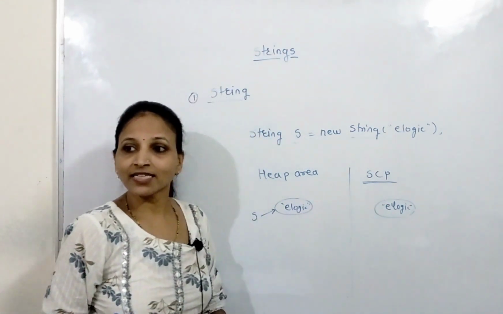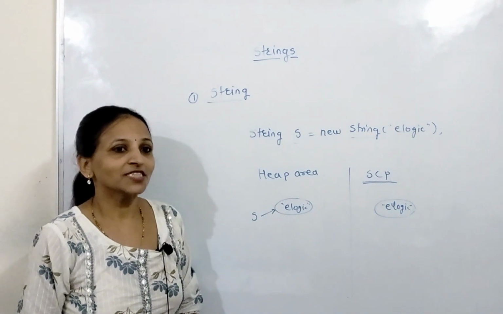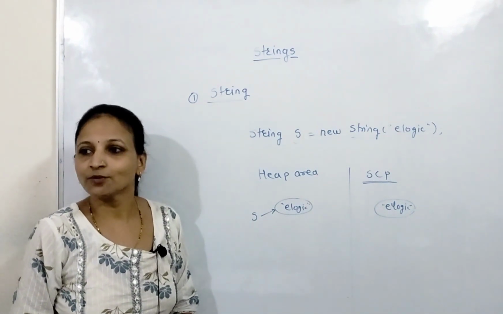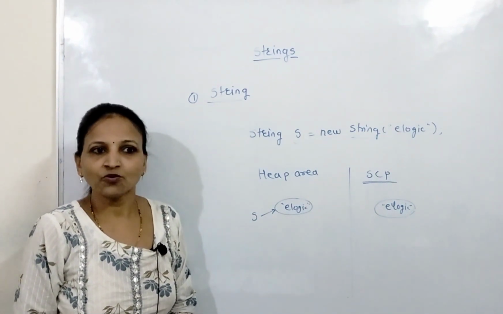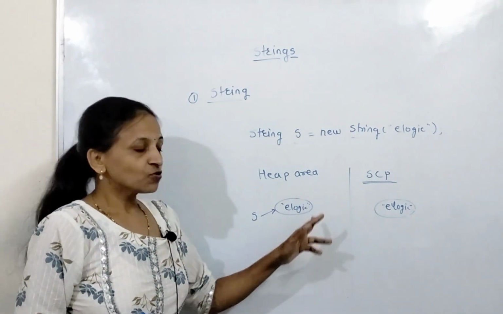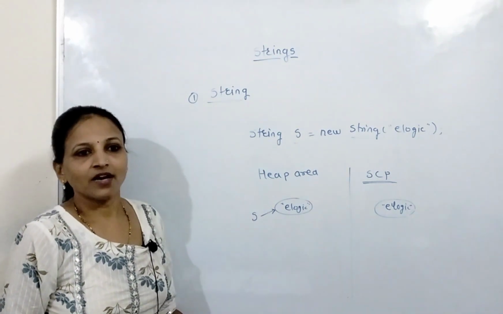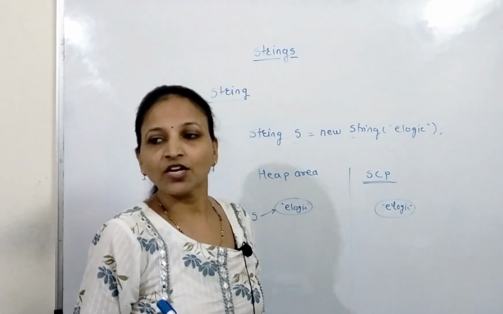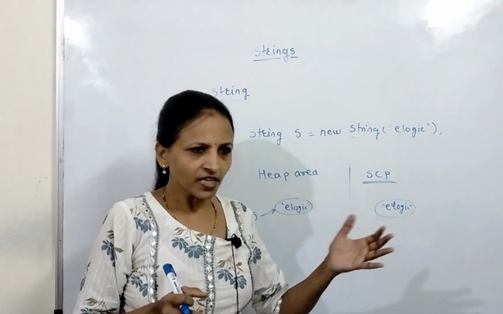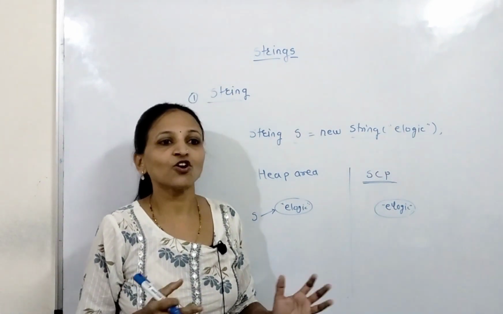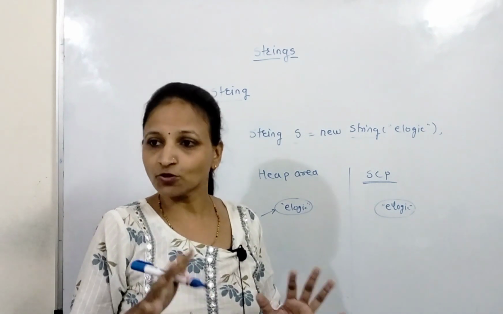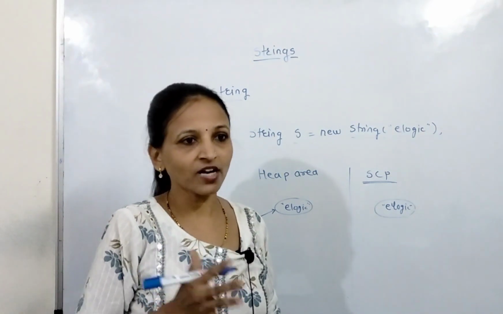Then you may say that whenever any object does not have a reference, it is eligible for garbage collection. But that is only for the heap area. The garbage collector will only check which objects are there that do not have references, and only those are eligible for garbage collection.